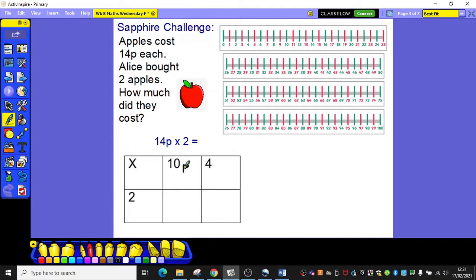Now I can actually put pence in my multiplication grid, but the same as yesterday, 2 lots of 10p is going to be 20p, 2 lots of 4p is going to be 8p, giving me a total of 28 pence. And yesterday we talked about how to use your number line to help you adding your 20 and your 8 pence if you were unsure about recombining them, putting them back together to make 28p.